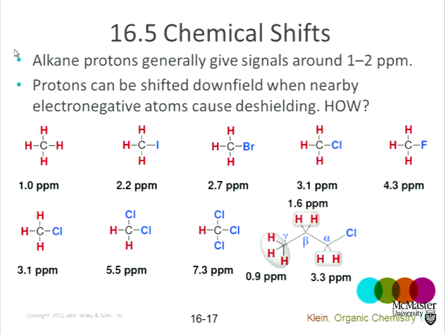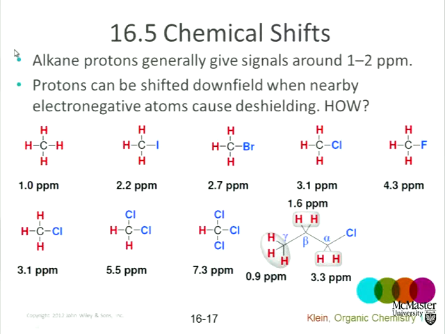If I see a sharp signal at 5.5 ppm in the proton NMR, then I might consider that I might have dichloromethane solvent in my sample. Chloroform, 7.3 ppm. And notice that this effect falls off quite dramatically as we move away down an alkyl chain.